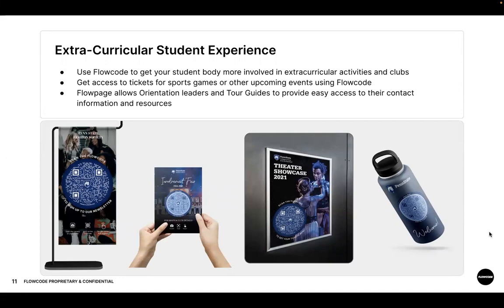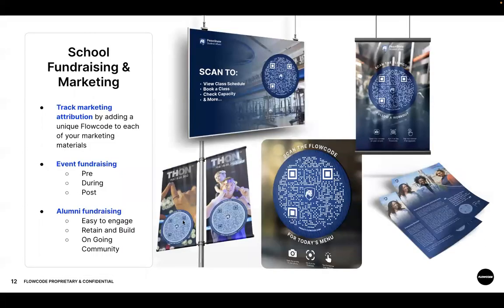So you could scan a Flowcode, which makes it easy to get involved in clubs or student government or other organizations. Students could also purchase games or event tickets, and get the student body more involved. School tour guides and orientation leaders can also take advantage of Flowcode and scan to land on a school landing page, where new students can easily reach resources or guides, contact information.